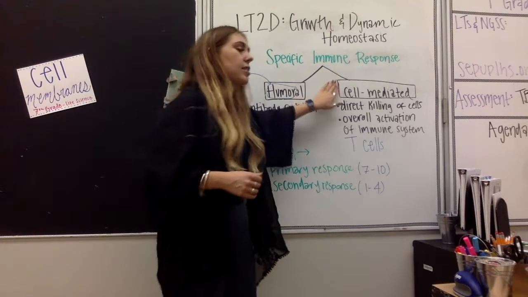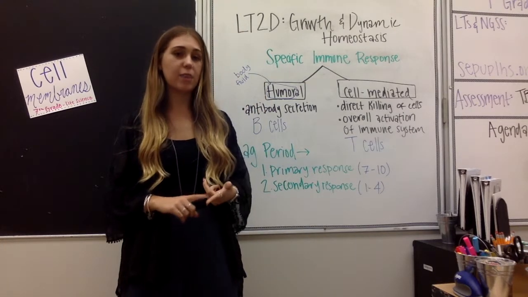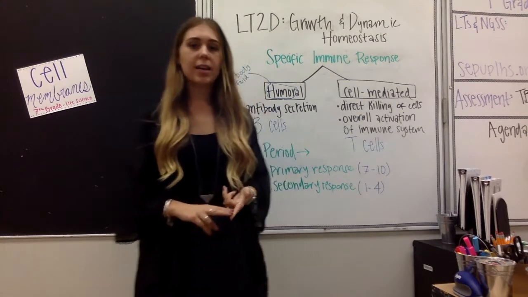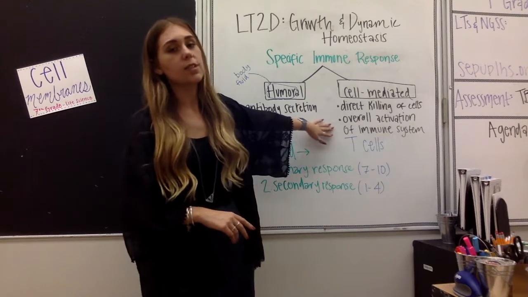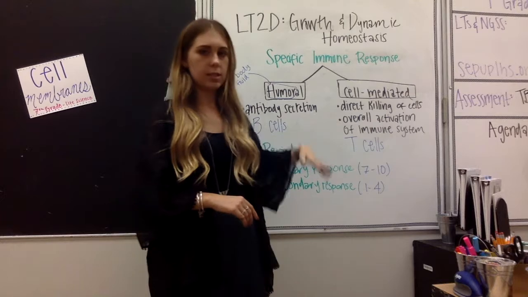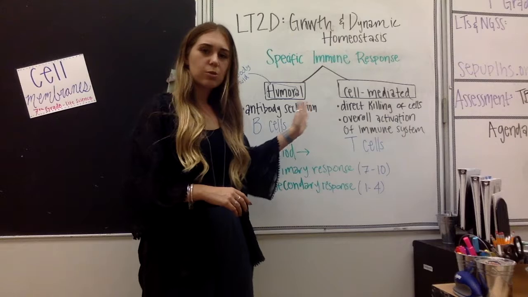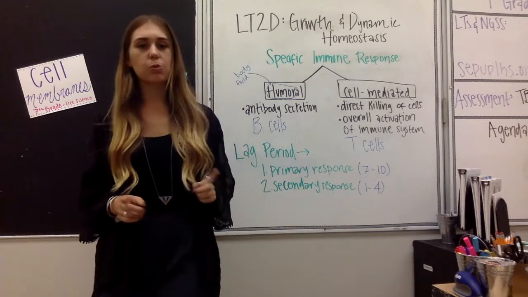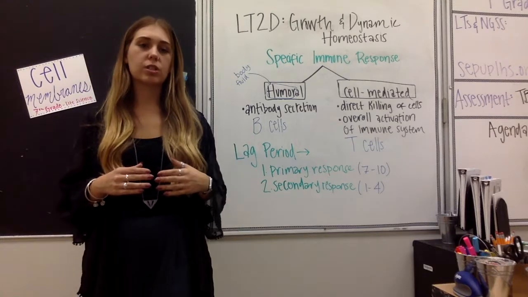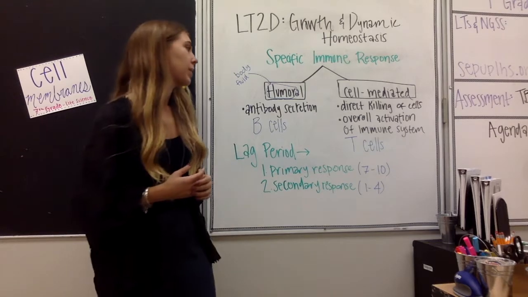Our second response here is cell-mediated. This involves the direct killing of cells that have been exposed to antigens and are a threat to our body, and includes the overall activation of the immune system. As opposed to B cells, now we are using T cells for our cell-mediated response. Both of these responses are crucial and are actually working together. It's not one thing or the other, so they communicate in order to help our body fight an antigen in our specific immune response.